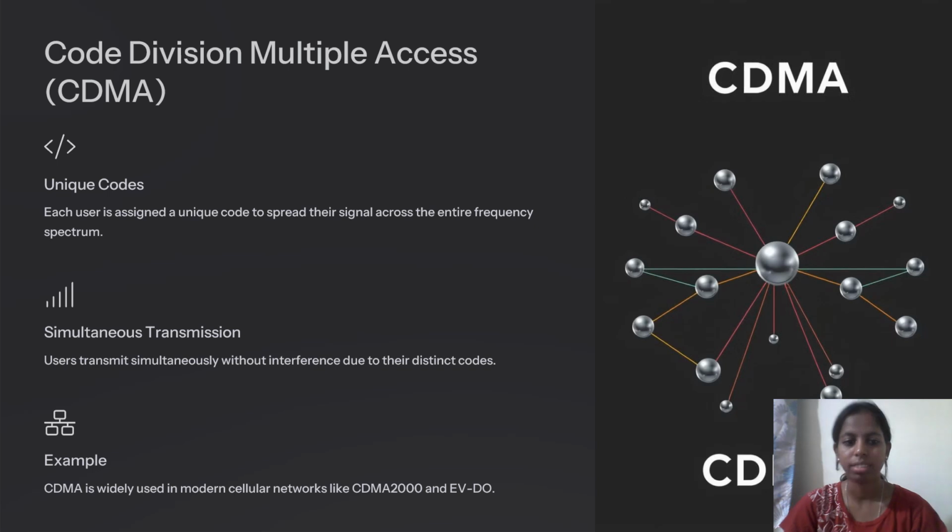As we have unique codes, where I have a code and another user doesn't have the same code, this gives CDMA its advantage. Due to the distinct or unique codes between two users, there will be no interference between the communication. For example, CDMA is widely used in modern cellular networks like CDMA2000 and EV-DO.